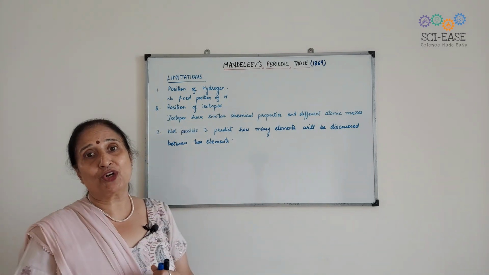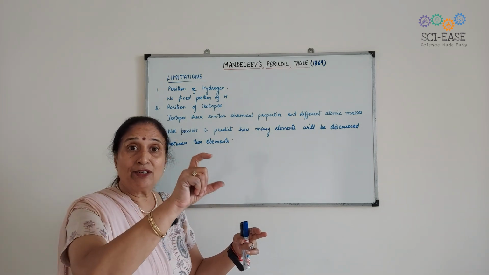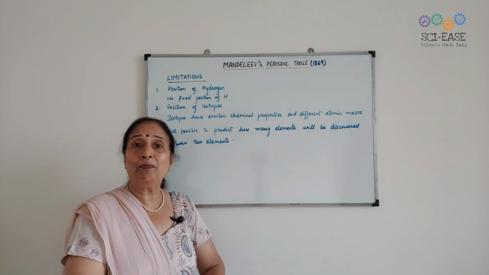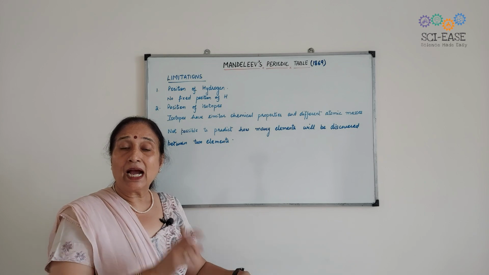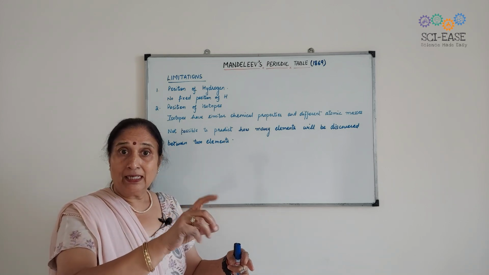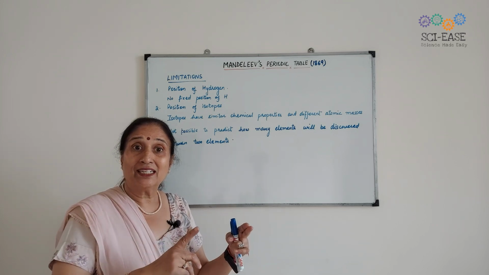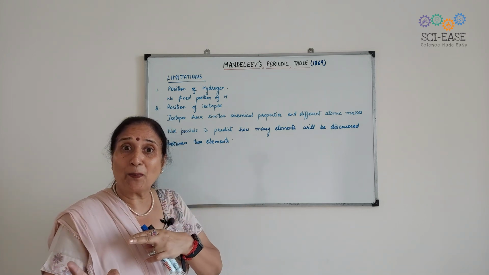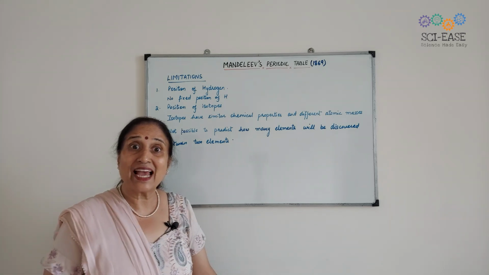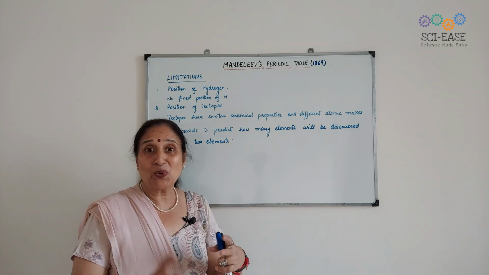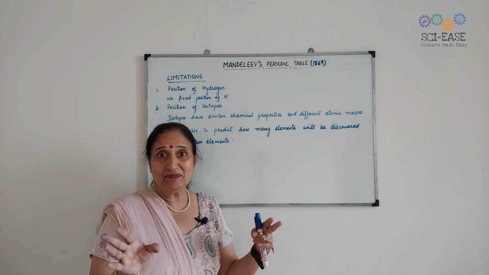First was the position of hydrogen. He has placed hydrogen in group 1, that is, with the alkali metals. But hydrogen shows the same properties as the elements present in group 7, that is, halogens. So the position of hydrogen was not clear.